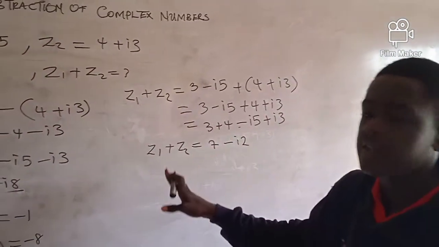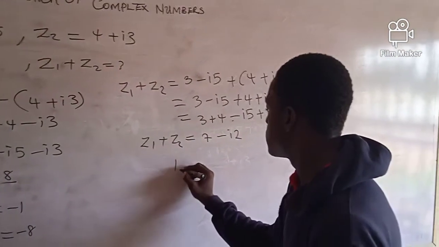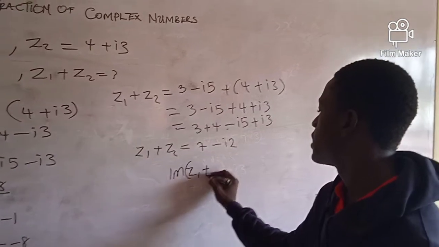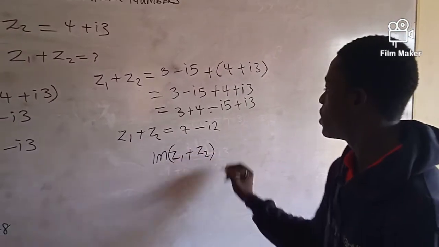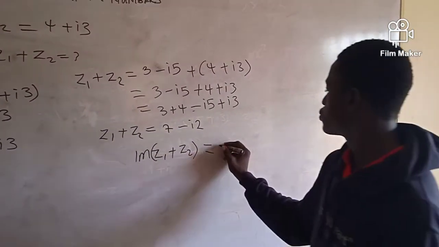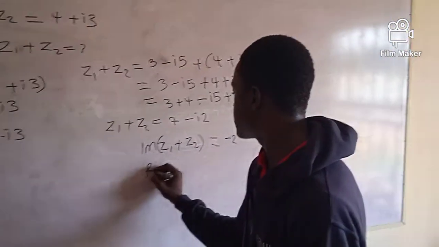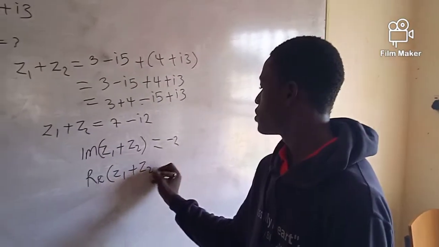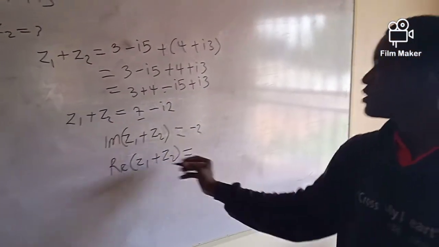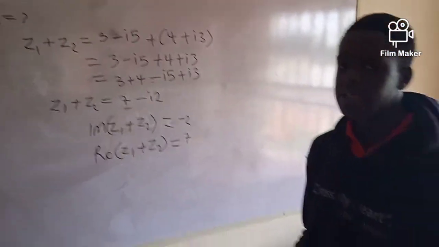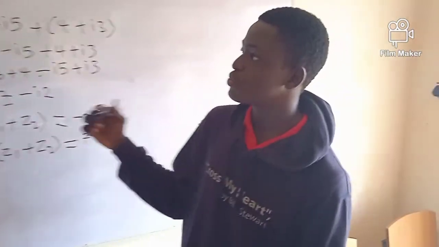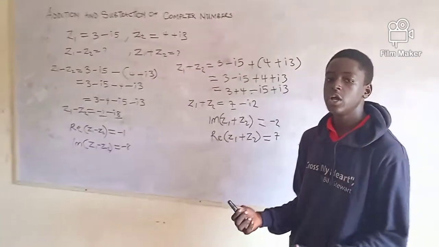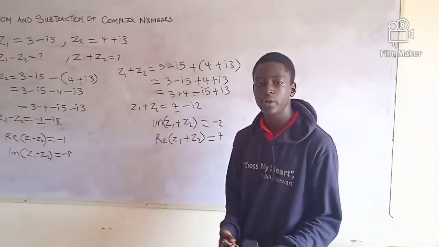Now the imaginary part of this sum, z1 plus z2, is minus 2, and the real part of the sum, z1 plus z2, is equal to 7. Now that is basically all about the subtraction and the addition of complex numbers. So we'll be moving on to the multiplication and division of complex numbers.